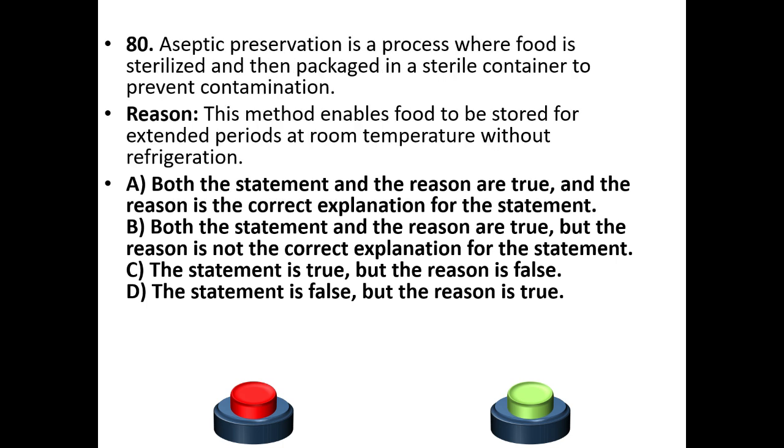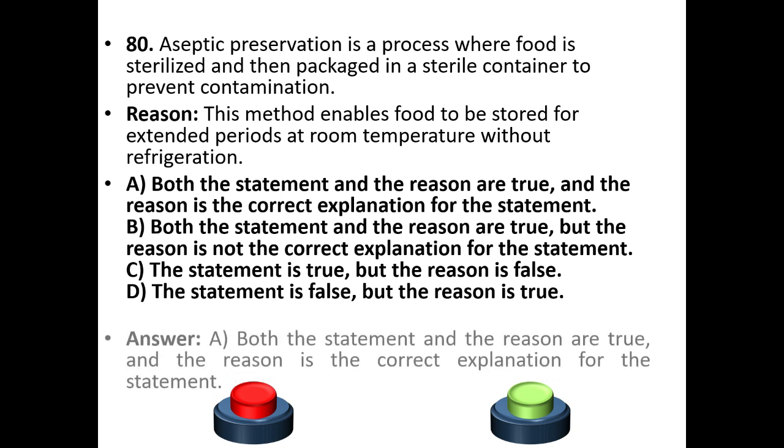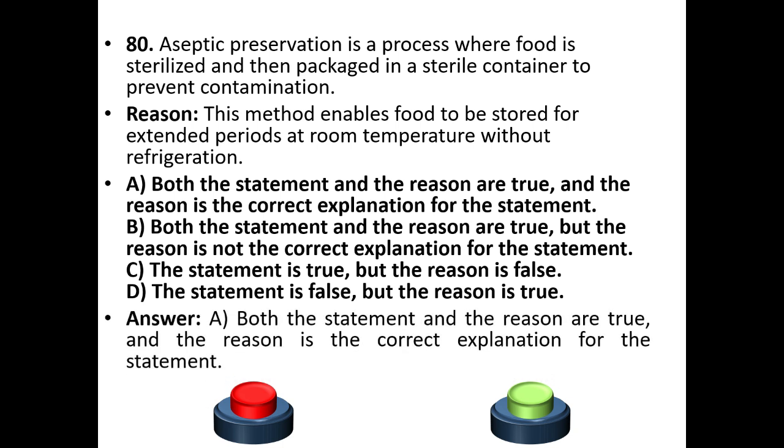80. Aseptic preservation is a process where food is sterilized and then packaged in a sterile container to prevent contamination. Reason: This method enables food to be stored for extended periods at room temperature without refrigeration. So here both are correct. Both the statement and the reason are true, and the reason is the correct explanation for the statement.